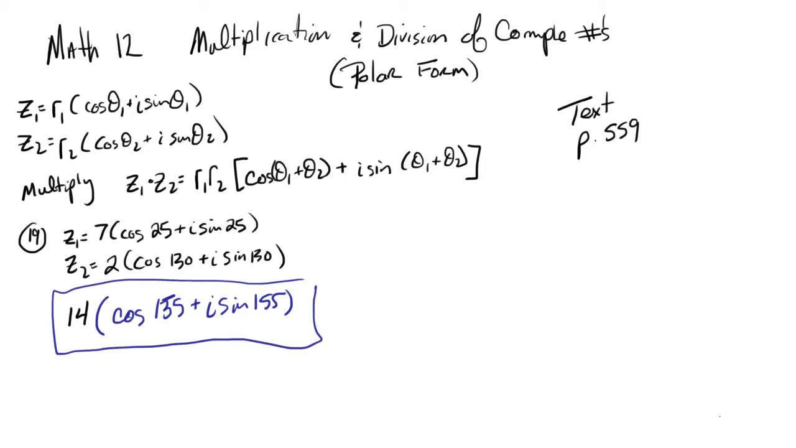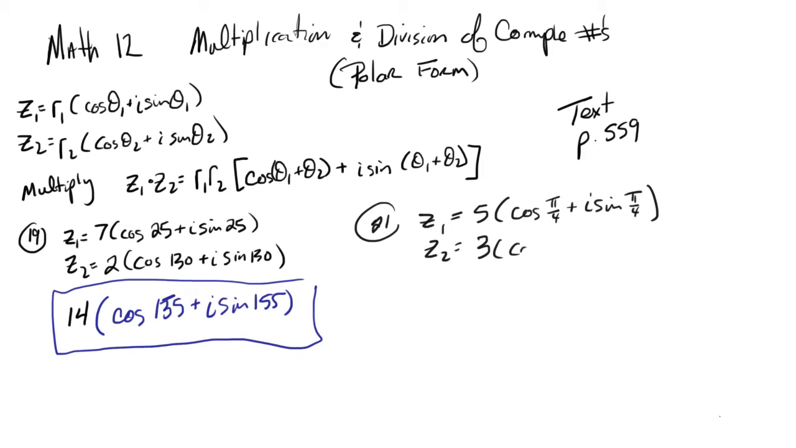So let's try it again. So this is question 21. And this time it'll be in radians, so I want my answer in radians. So Z1 is 5 cosine pi over 4 plus I sine pi over 4. And Z2 is 3 cosine 5 pi over 3 plus I sine 5 pi over 3.